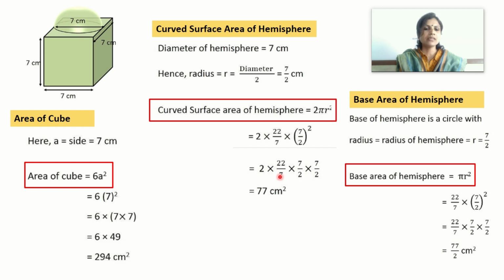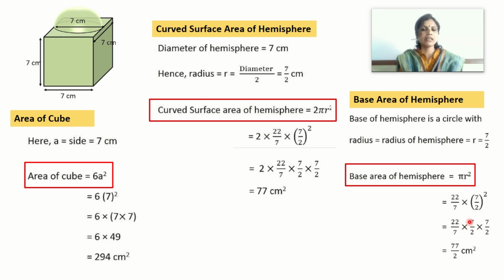You can cancel 7, 7. You can cancel this 2 and this 2. You can cancel 2 and 22. So 2 11s are 22. So what we are left with is 77 centimeters square. Let's move ahead. We have to find out the area of the base of the hemisphere, and the base is circular in shape. So the base area of the hemisphere is pi into r square. We have the radius, that is 7 upon 2. So 22 by 7 into 7 upon 2 into 7 upon 2.